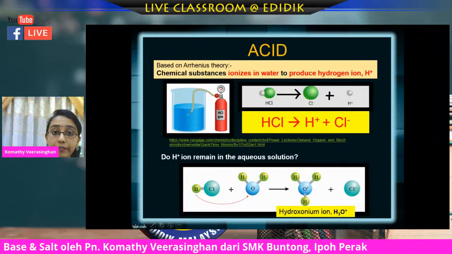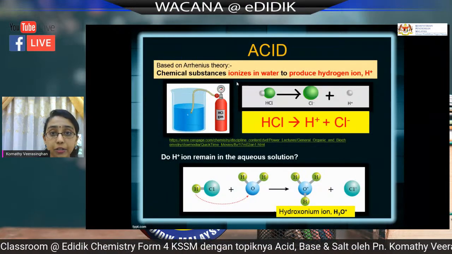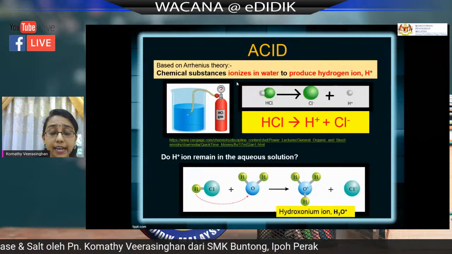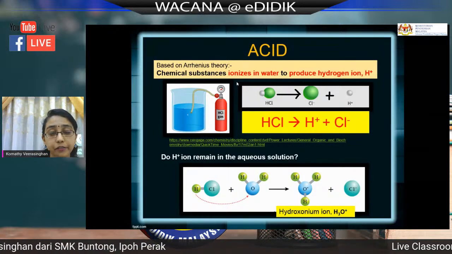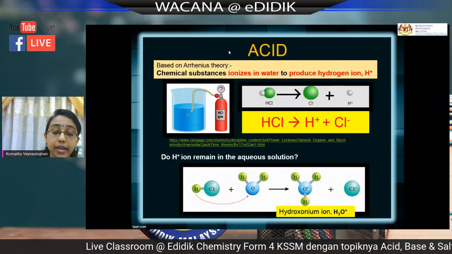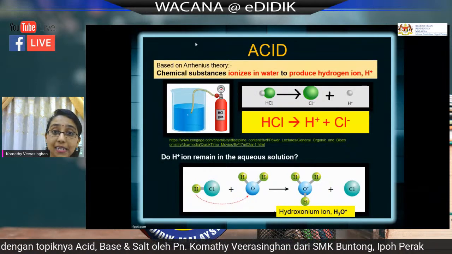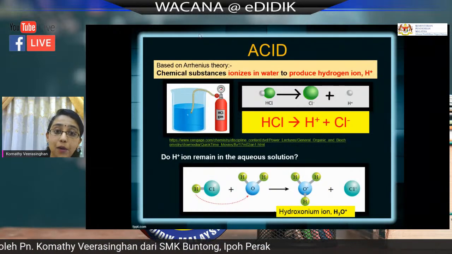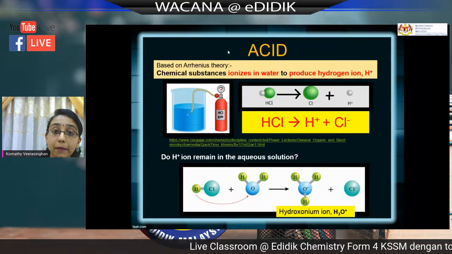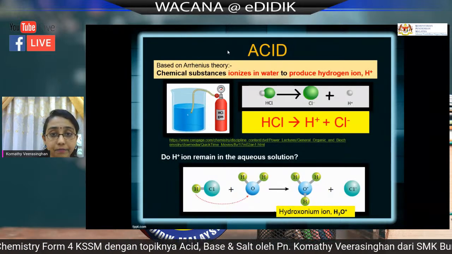So that's where we define acid as a chemical substance that ionizes in water and produces hydrogen ion. We don't talk about the hydronium ion because it's understood that the moment there's a hydrogen ion, it will result in the formation of the hydronium ion. So class, for the definition of acid, there are two keywords you have to bear in mind. The chemical substance must ionize in water. When it ionizes in water, then it produces hydrogen ion. When it produces the hydrogen ion, only then can we classify it as an acid. Okay.